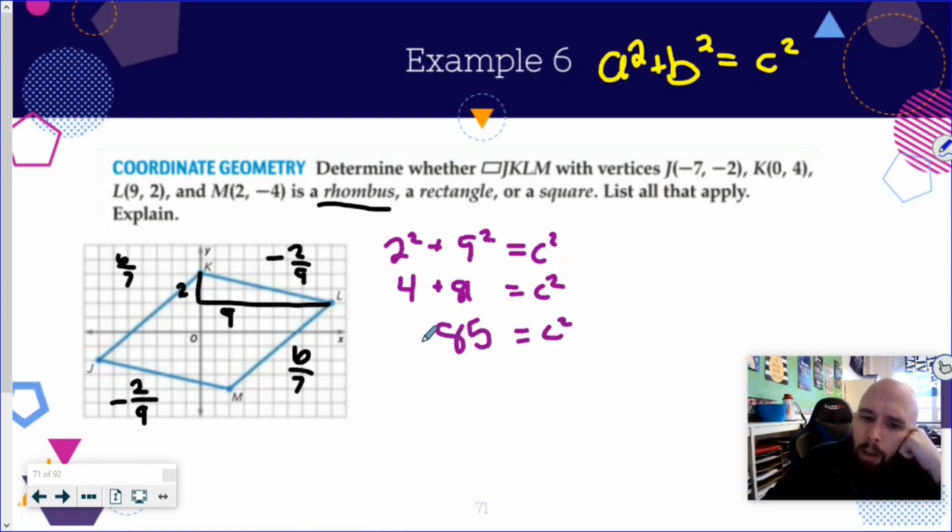Take the square root of both sides, and you get 9 point something, but I'm just going to leave it as the square root of 85, because whatever this is, this has to be the square root of 85 also.